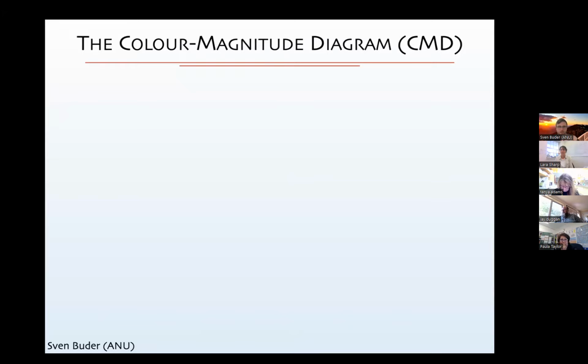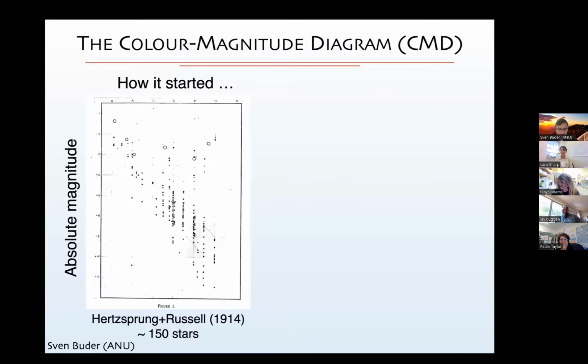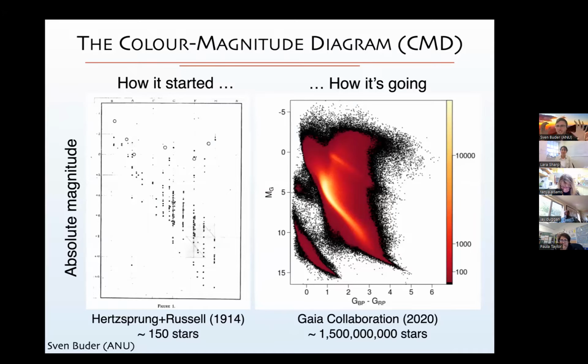But before I hand it back to you, Lara, one thing I want to point out is that hundreds of years ago, people already started doing that. They basically created these interesting diagrams with, at the time, 150 stars. So this is how the whole game started. But now we have satellites observing the distances of stars for us, and the colors and magnitudes, and we can put billions of stars into these diagrams.